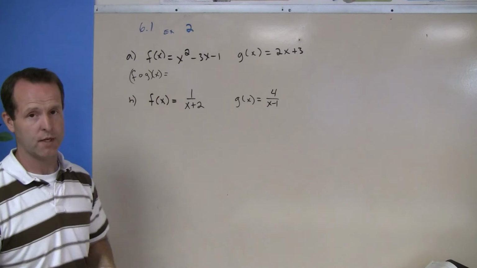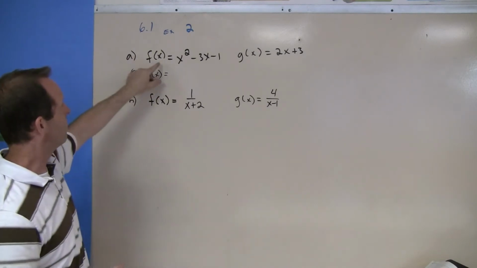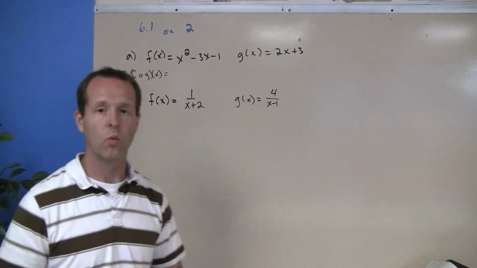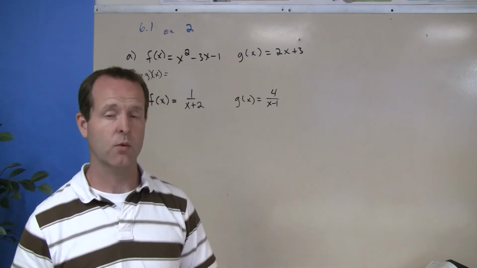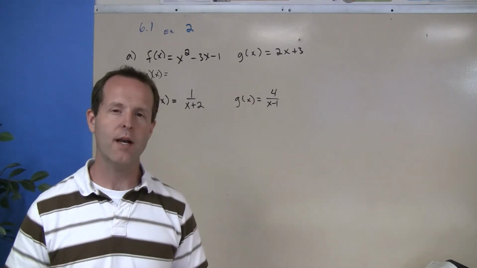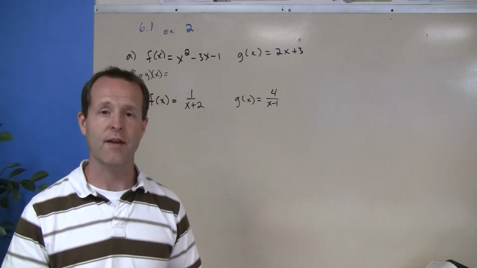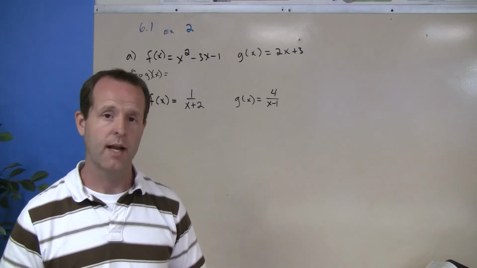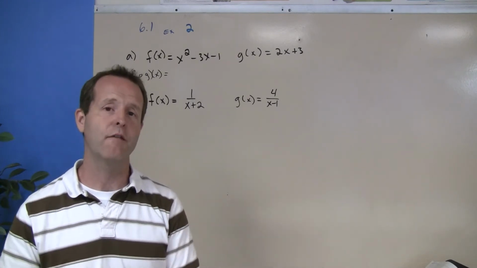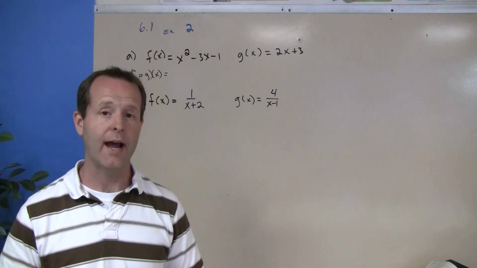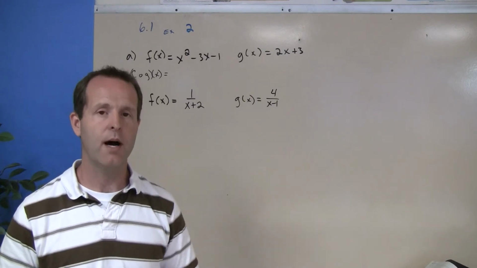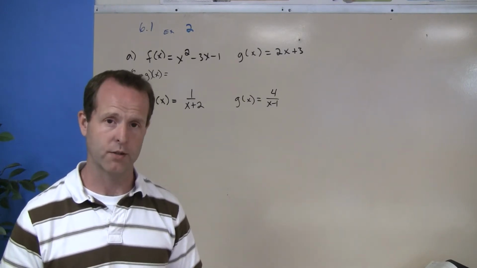I have two examples up here. Both of my functions are polynomials. One's a quadratic and one's a linear. And neither one of them in their own right have any domain restrictions. And so therefore when I take a function of a function where both do not have a domain restriction, the composite will also not have a domain restriction.